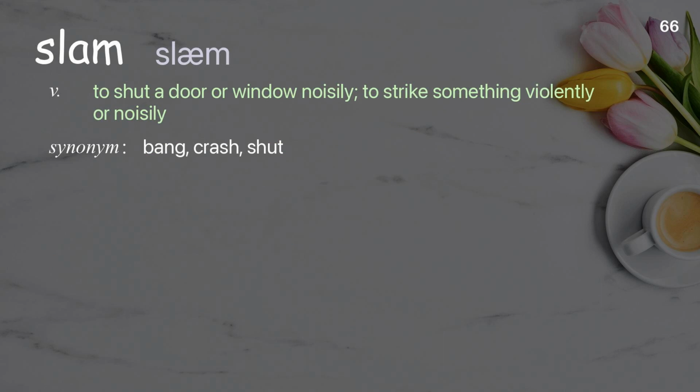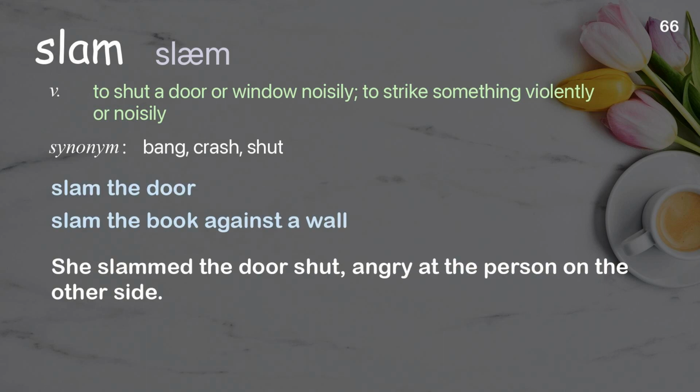Slam. To shut a door or window noisily, to strike something violently or noisily. Examples: slam the door, slam the book against a wall. She slammed the door shut, angry at the person on the other side.